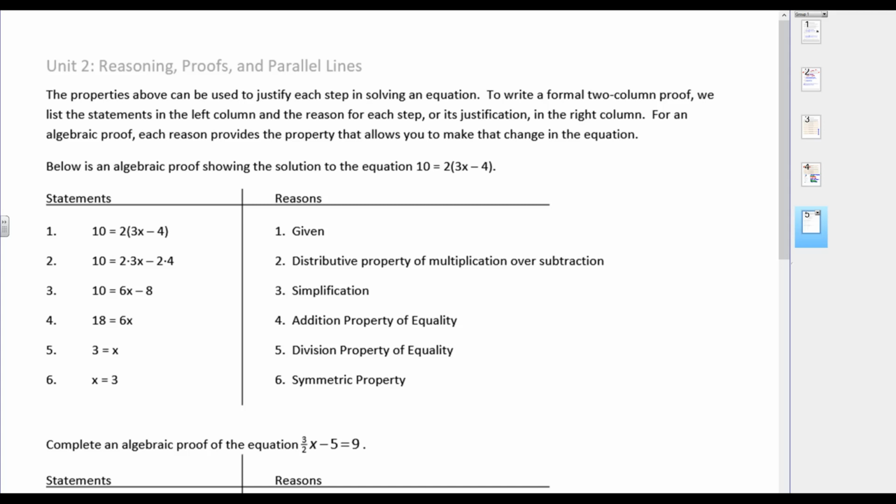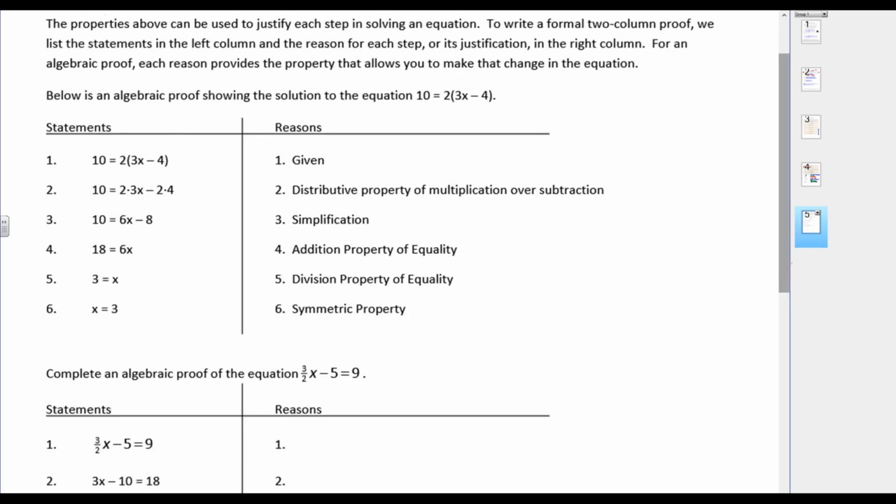The properties can be used to justify each step in solving an equation. When we're writing a 2-column proof, we always list our statements in the left column and our reasons for each step, or our justifications, in the right column. For an algebraic proof, basically, you solving the equation numerically goes in the left column, and why you're able to do what step you're doing goes in the right column. So, below is an algebraic proof solving the equation 10 equals 2 times 3x minus 4.